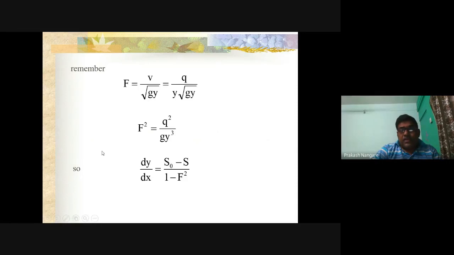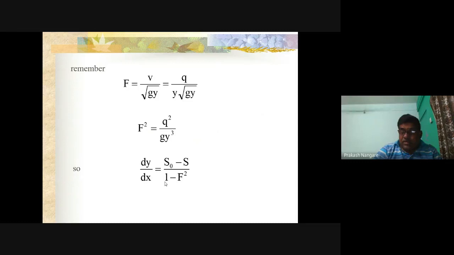Therefore, if you are putting these values, then you will be getting this equation: dy by dx is equal to (S0 minus Sf) by (1 minus Fr square). Actually, Fr is the symbol for the Froude number. So the dy by dx, that means the water surface slope, may be represented as Sw. It is equal to S0 minus Sf divided by 1 minus Fr square.